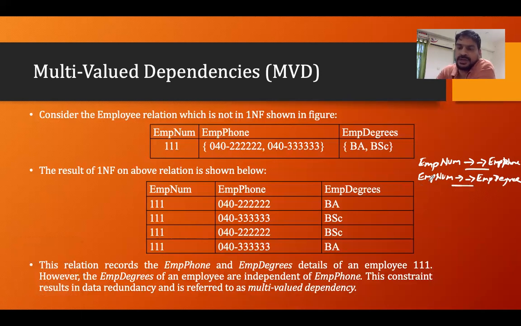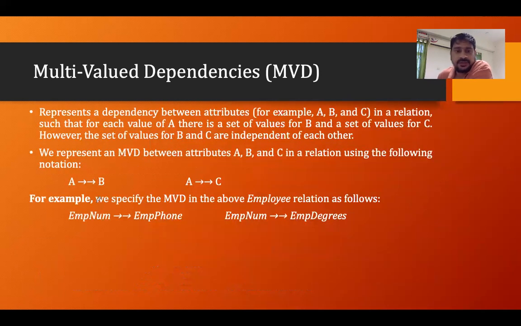This is multi-value dependency. If we have attributes A, B, and C, assume that A is the employee number, B is the employee phone number, and C is the employee degree. So A determines B will be written like this: A multi-value determines B. In the same way, A multi-value determines C. In the same way, employee number multi-value determines phone number, and employee number multi-value determines employee degree. Getting it? So what happens in fourth normal form?